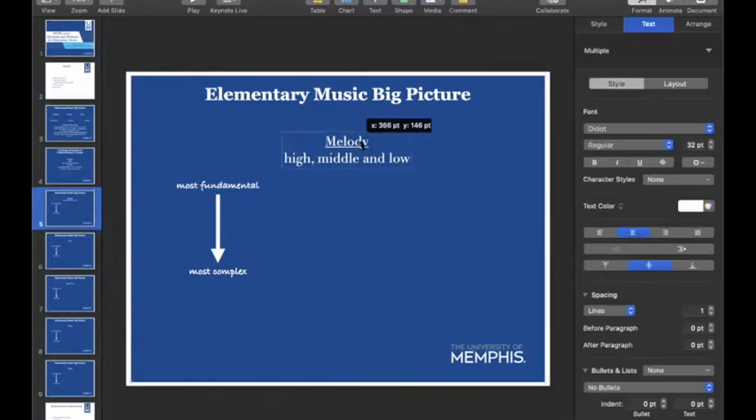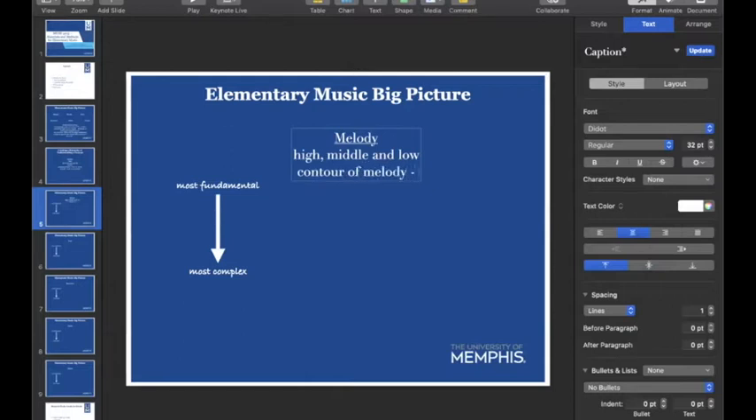Ooh, I like that you call it the pyramid of learning. That's a great way to put it. Thank you. Somebody else can go next. Yeah, I'll go. So after high, middle, and low is understood, then you teach the contour of a line. So is this melody going up or is this melody going down?